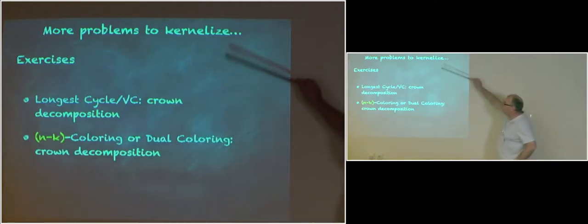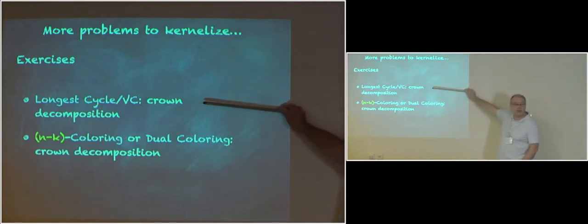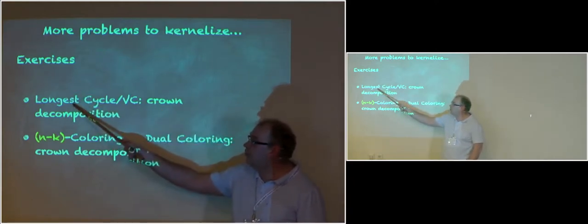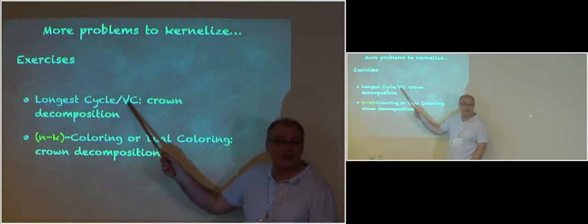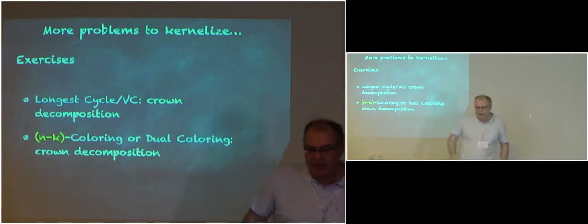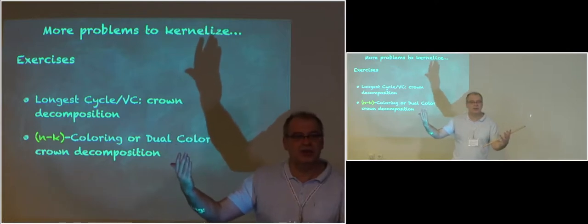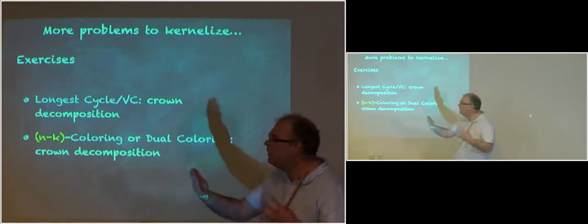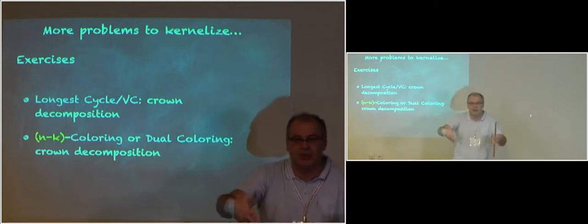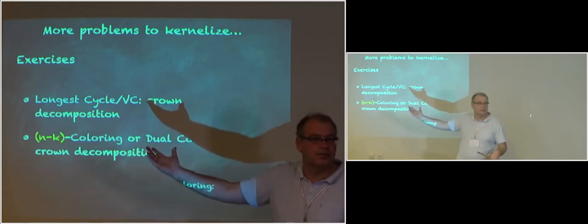So just a few more exercises. If you want to play with crown decomposition, a good example to understand what's happening is to give a polynomial kernel for longest cycle parameterized by the vertex cover of a graph. What I mean by that: I give you a graph, I give you a vertex cover of this graph of size k, and I ask if there exists a Hamiltonian cycle, or if there exists a cycle in the graph of length at least L, but I want the size of the kernel to be polynomial in the size of the vertex cover. Right?